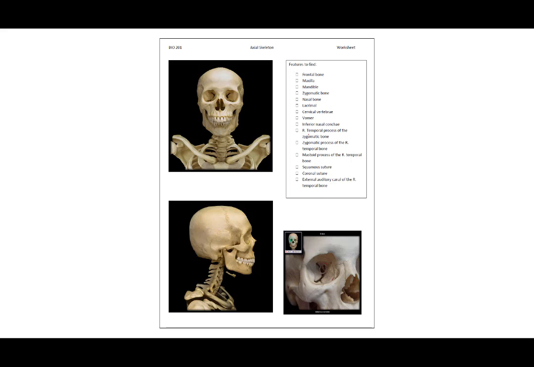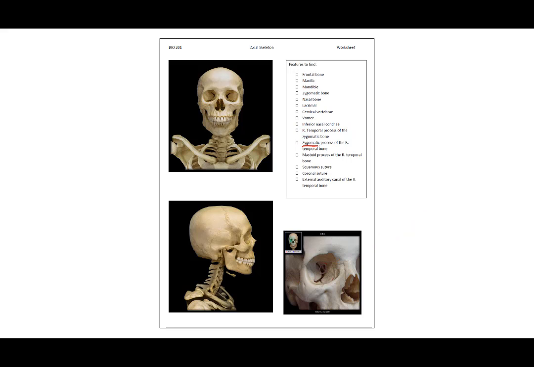This would be the temporal process of the right zygomatic bone. There are 2 zygomatic bones, so we're going to pick the right one. So if we do the temporal process, it means the portion of that zygomatic bone that's pointing back towards the temporal bone. So this would be the location of the temporal process of the right zygomatic bone.